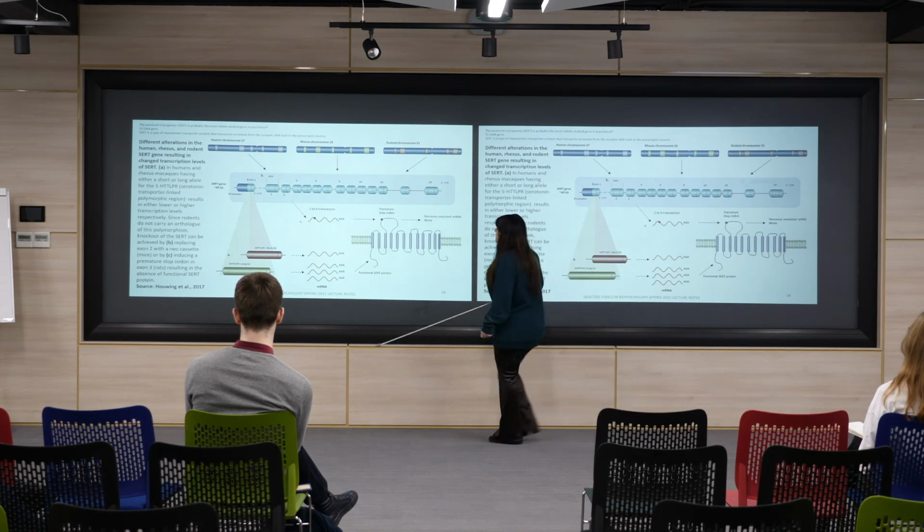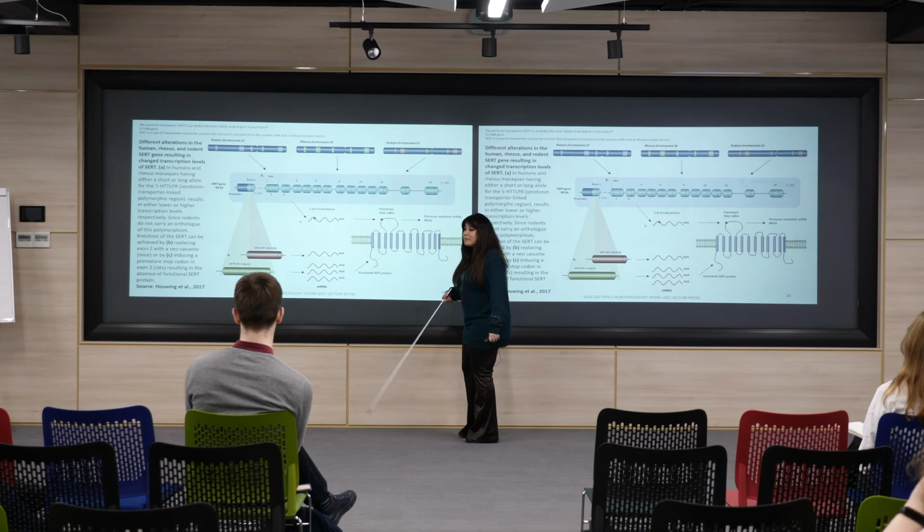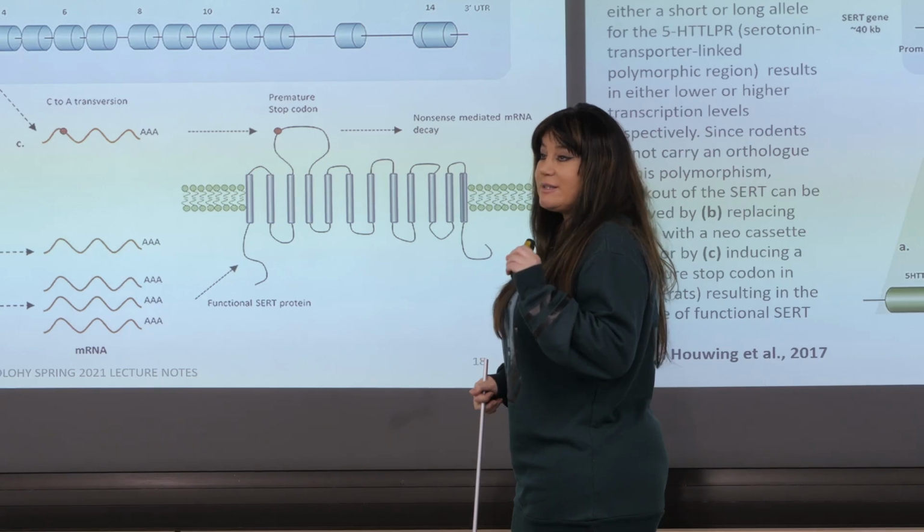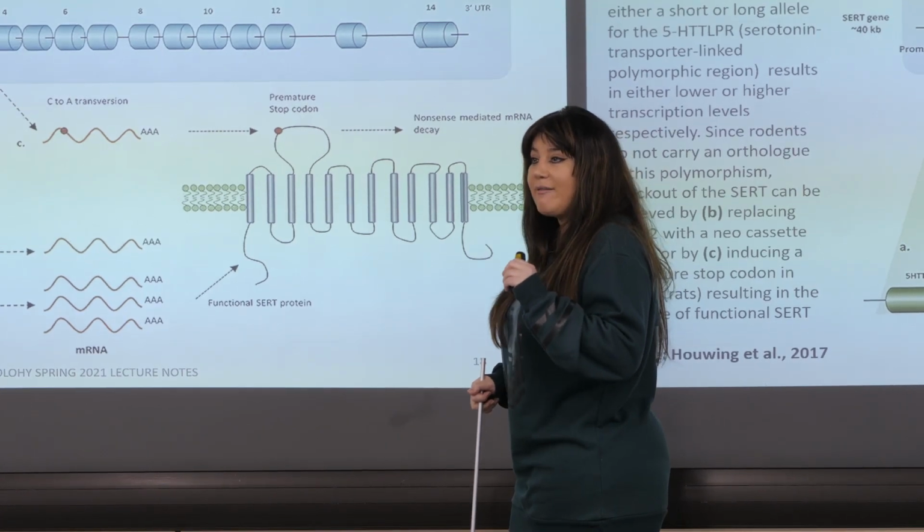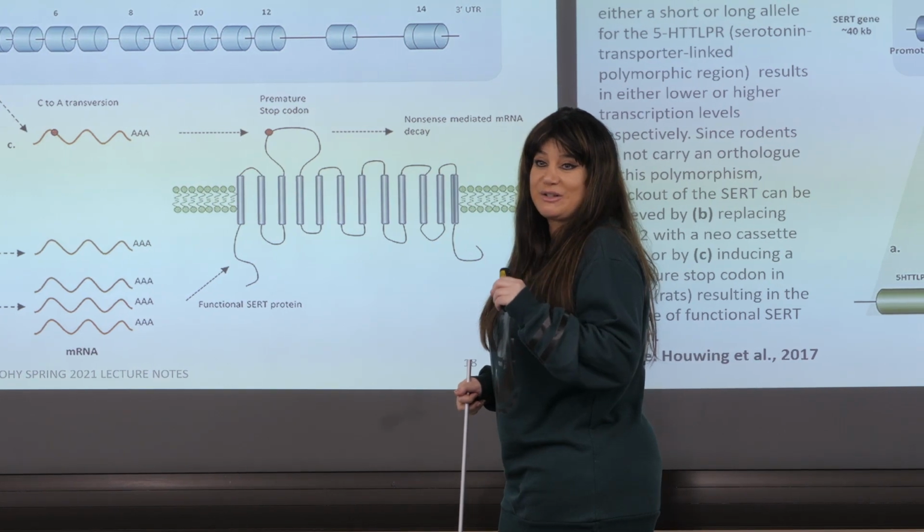So what do you see here now? As you remember, the most important thing that we learn in this class is that we all have alleles, genetic variations.